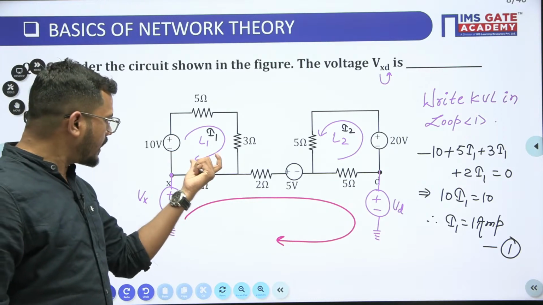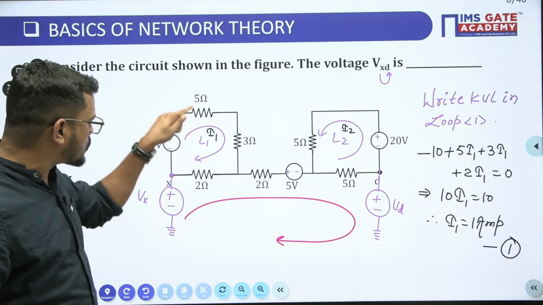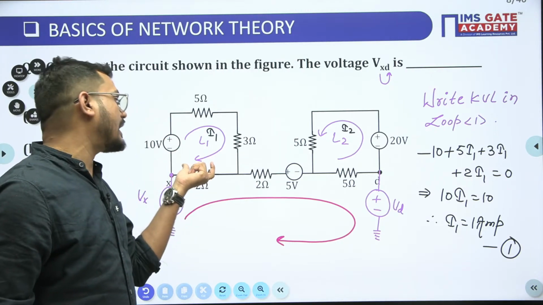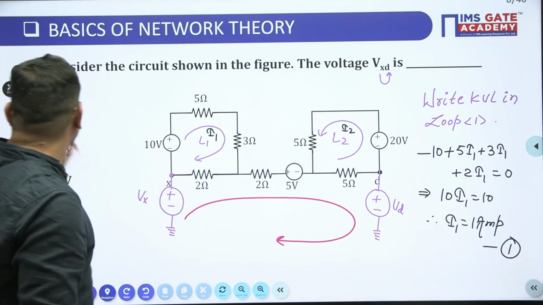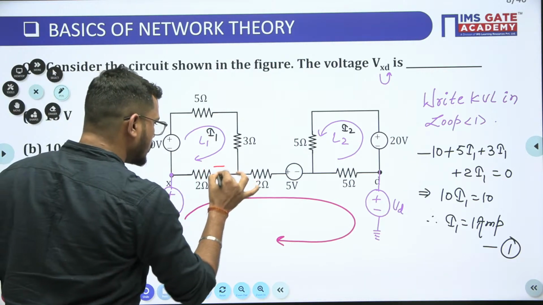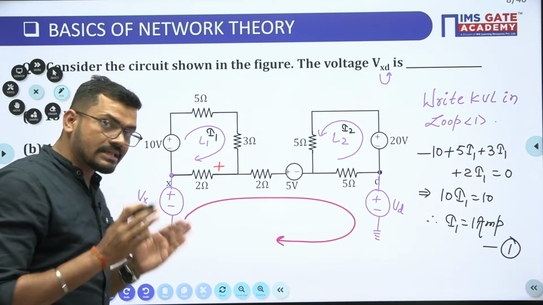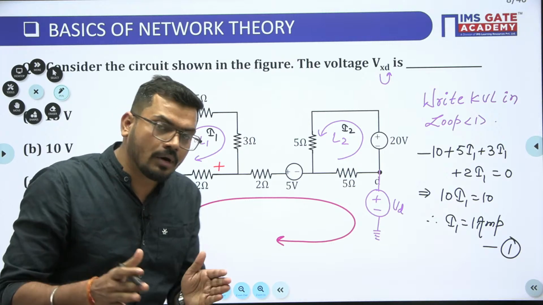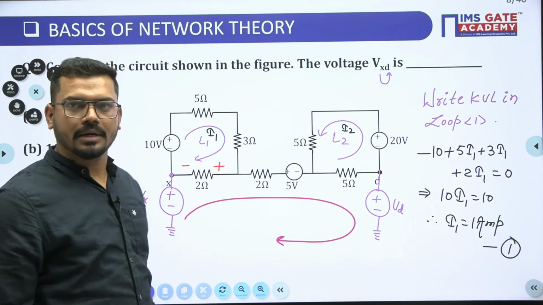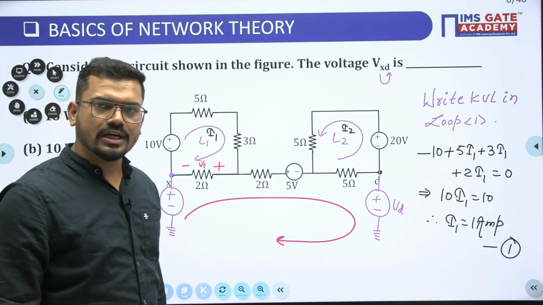From here we can say the current flowing through this loop is 1 ampere. With the current in this direction, there must be a voltage drop across this 2 ohm resistor. This is the entering direction, and as we know, a resistance always absorbs power. It means this will be the positive terminal and this will be the negative terminal, guys. Let us suppose this voltage is V1.